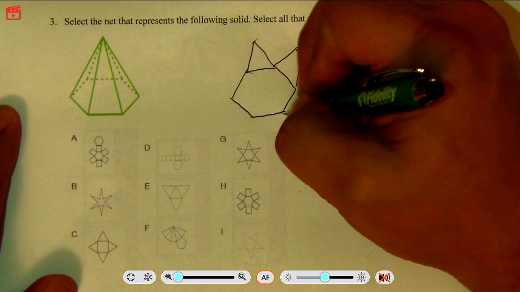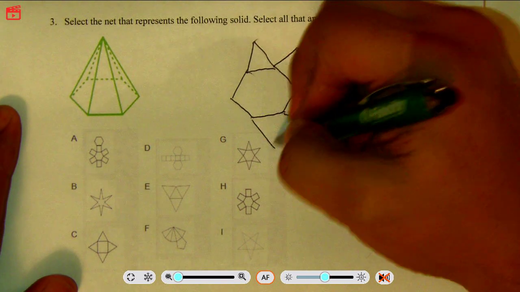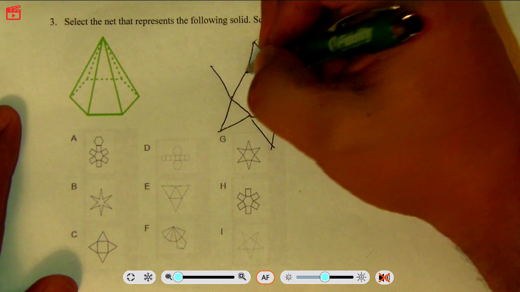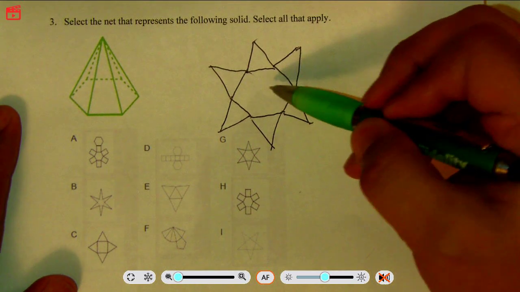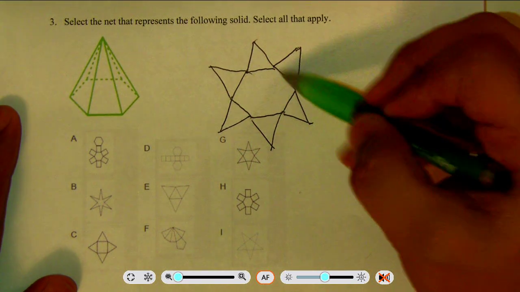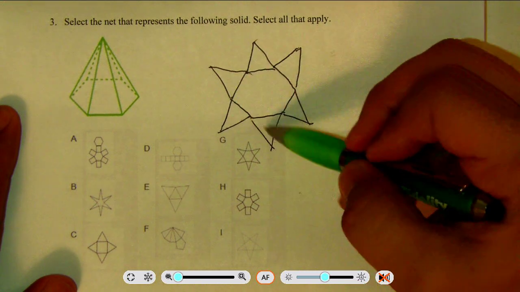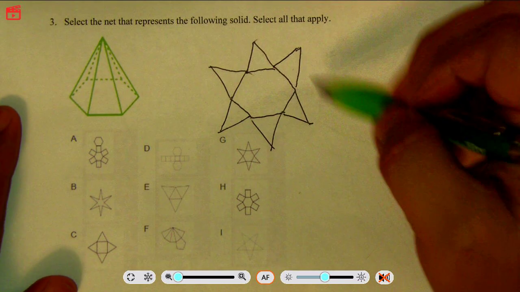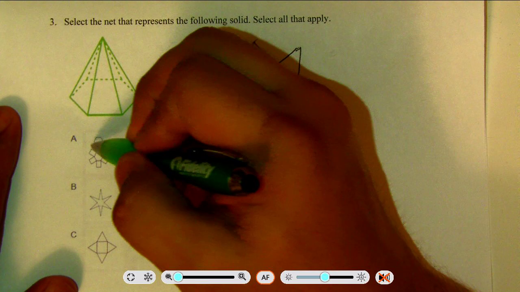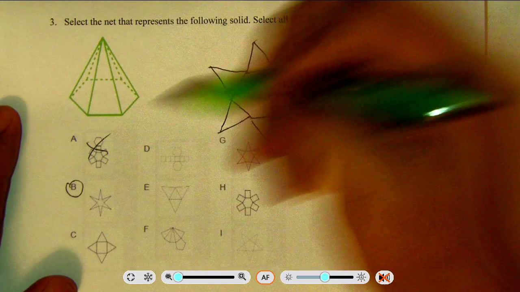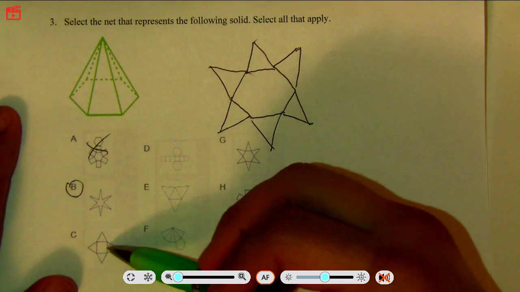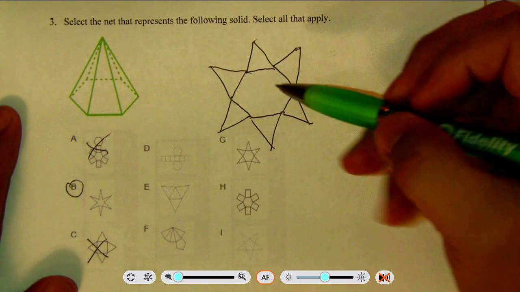Now this is a really rough sketch, but a net is not meant to be perfectly accurate, just to give you an idea of what it looks like. So I need a hexagon in the middle and 1, 2, 3, 4, 5, 6 triangles all the way around. So letter A doesn't do it, B does. C has triangles, but it's only 4 of them.